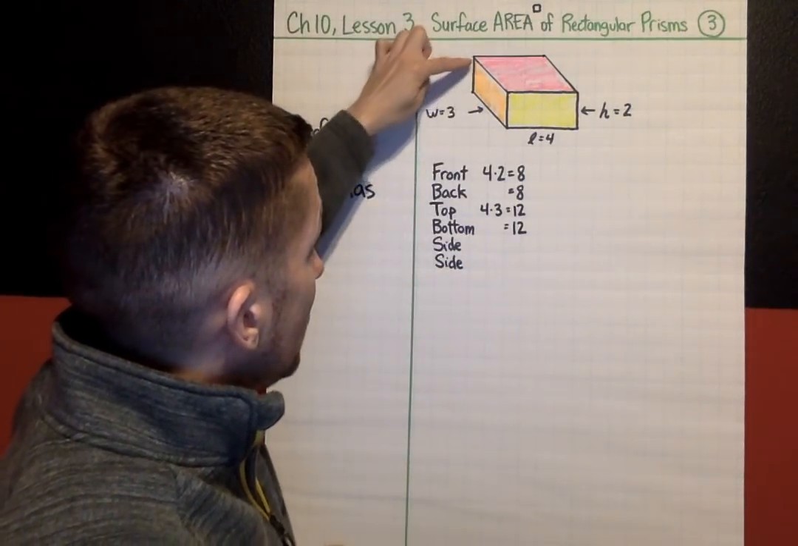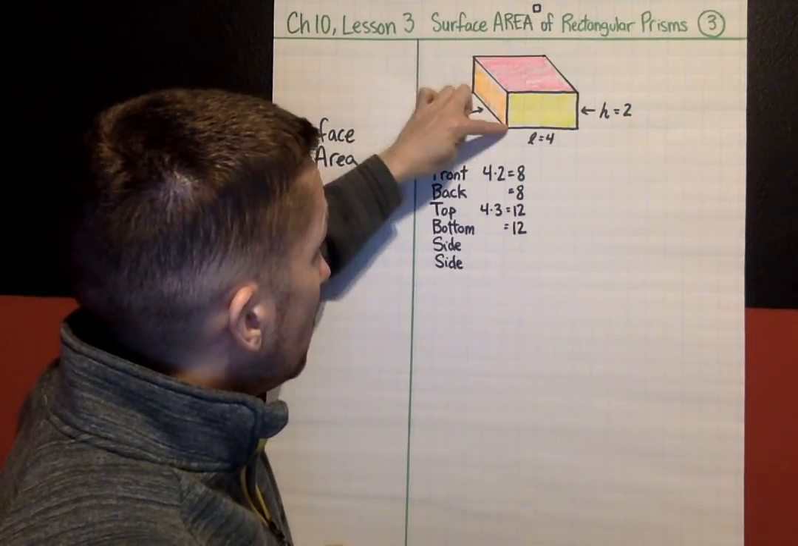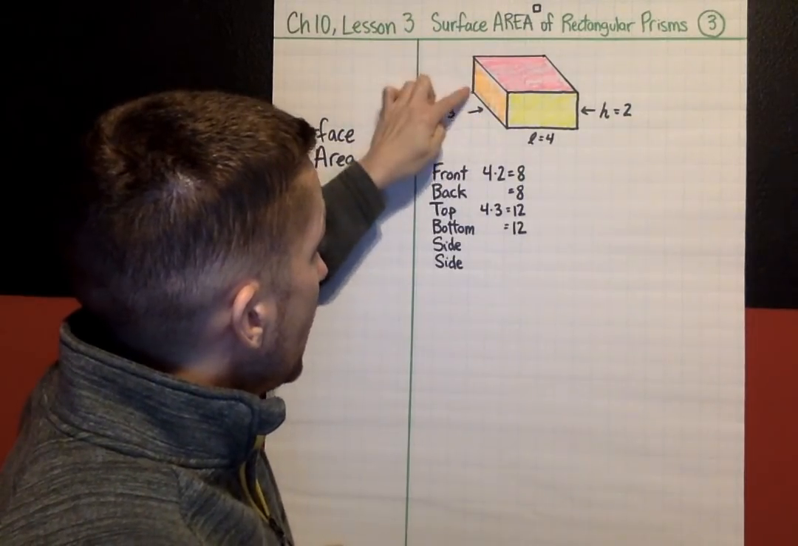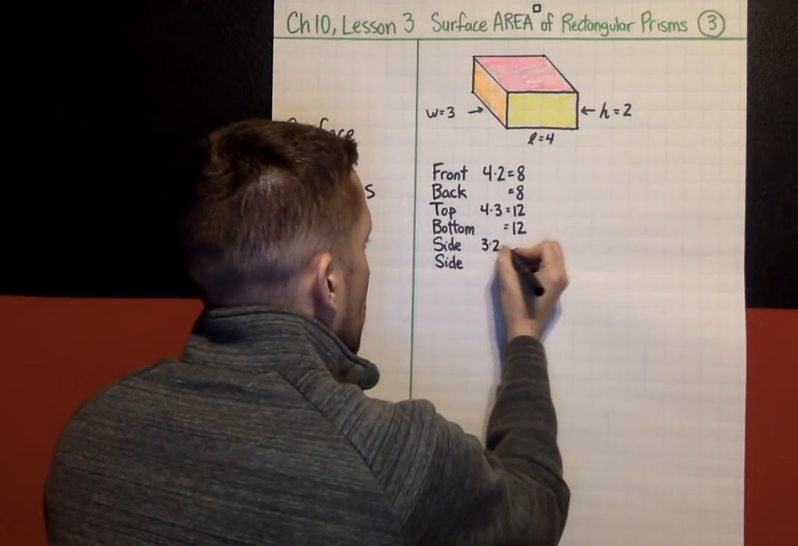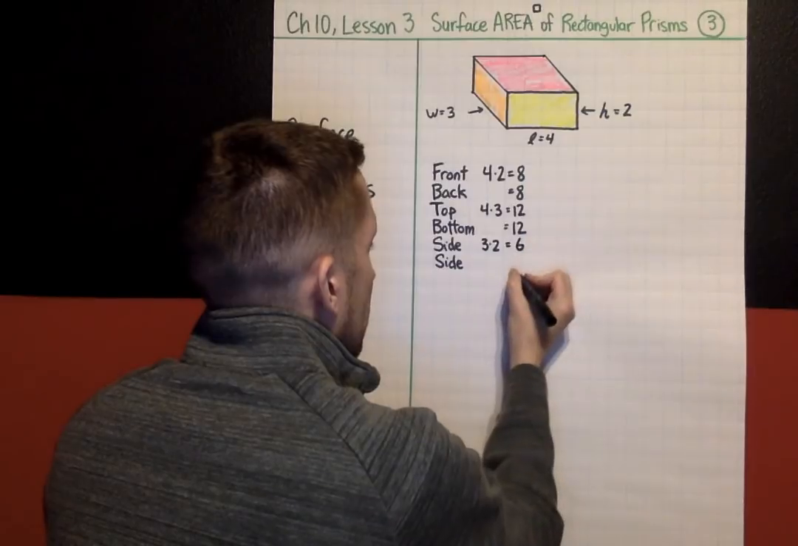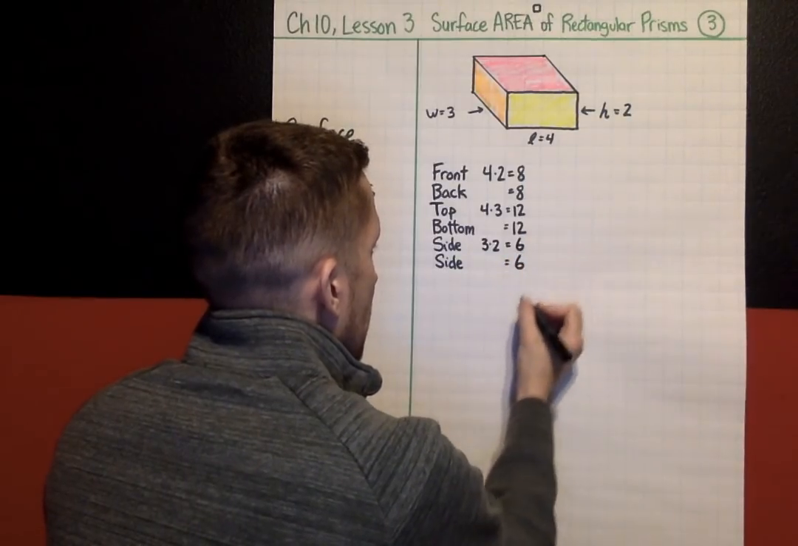Finally, the side. This dimension multiplied by this dimension. So this is a 2 and this is a 3. So I'm going to multiply 3 times 2 and I get 6. The other side is automatically a 6.